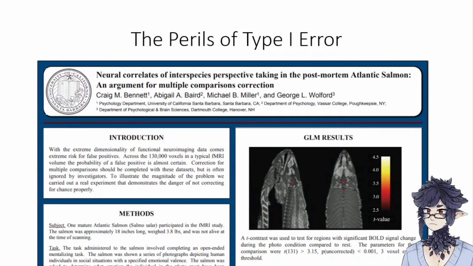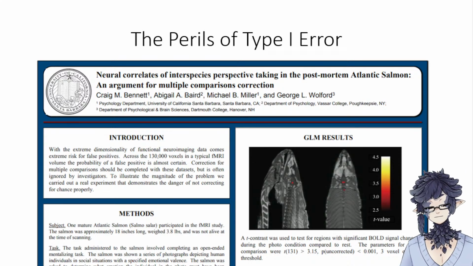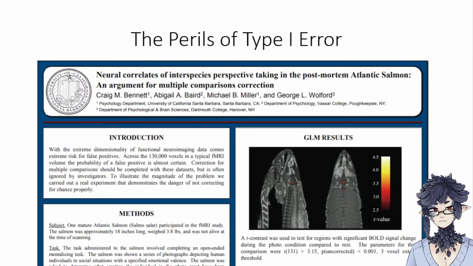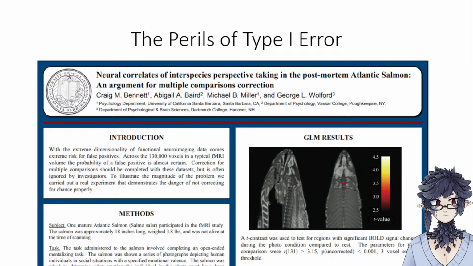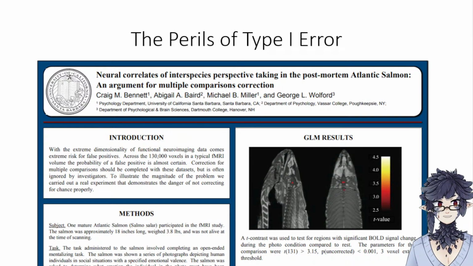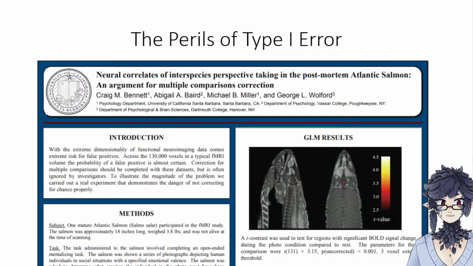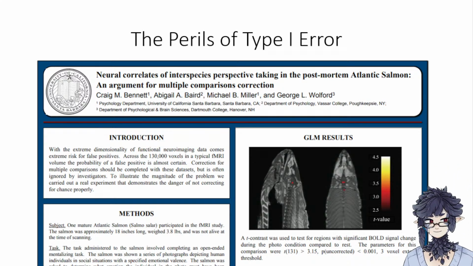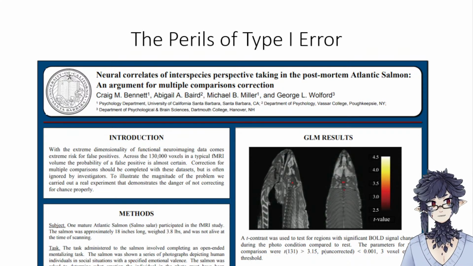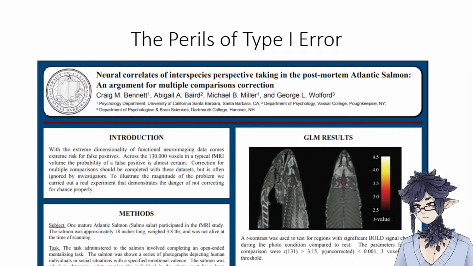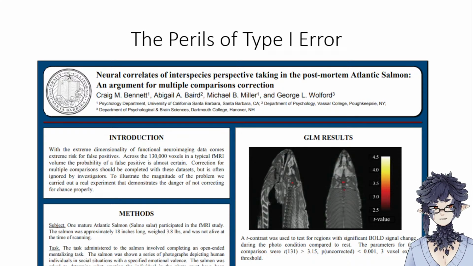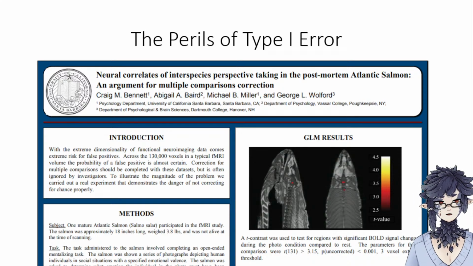Each individual statistical test has a 5% chance of making a type 1 error, assuming you're using that standard alpha of 0.05. So if you do thousands of statistical tests, that 5% is going to add up, right? You're going to get a lot of type 1 errors. You're going to get a lot of false positives. So these people really wanted to say, hey, we need to start being more careful about type 1 error.